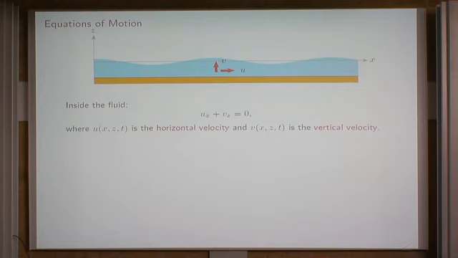And so inside the fluid, we're going to start with our typical equation, u_x + v_z = 0. u will be the horizontal velocity, x will be the horizontal direction, v will be the vertical velocity, and z will be the vertical direction.